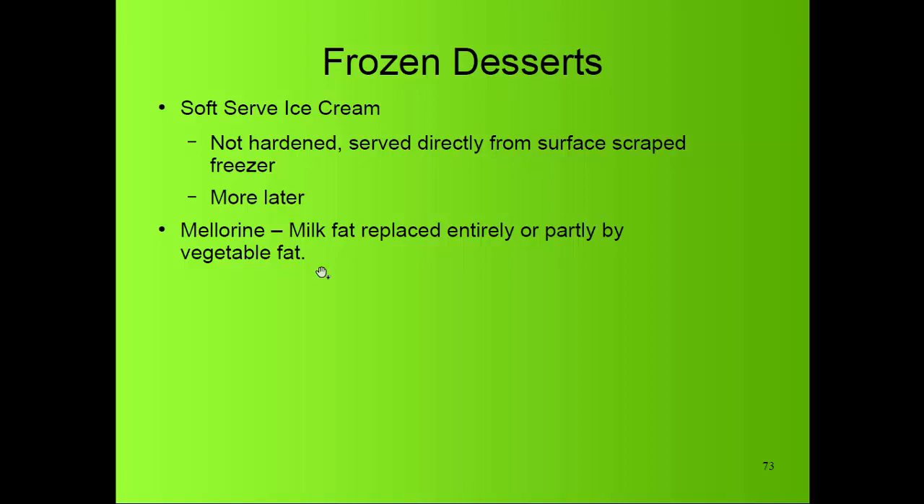And finally, we have Mellorine, where some of the really expensive but good tasting milk fat is replaced entirely or partially by vegetable fat. Okay, so this was our introduction to the ingredients that are used in ice cream, and also we gave some definitions of the different types of frozen desserts.